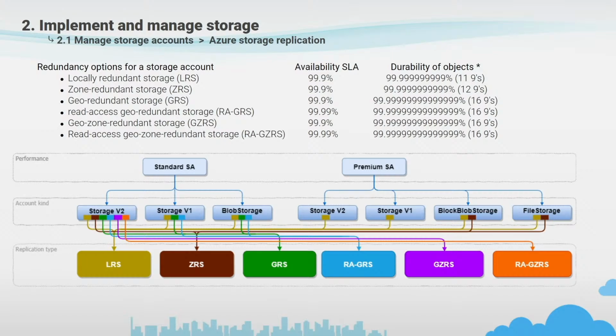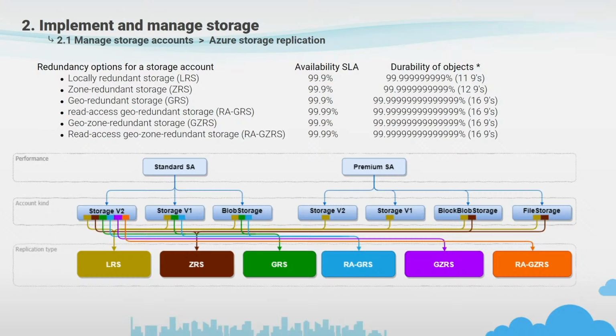The primary difference between geo redundant storage and geo zone redundant storage is how data is replicated in the primary region. Within the secondary location, data is always replicated synchronously 3 times using LRS. We also have read access geo redundant storage and read access geo zone redundant storage. When you enable read access to the secondary region, your data is available to be read at all times, including in a situation where the primary region becomes unavailable.